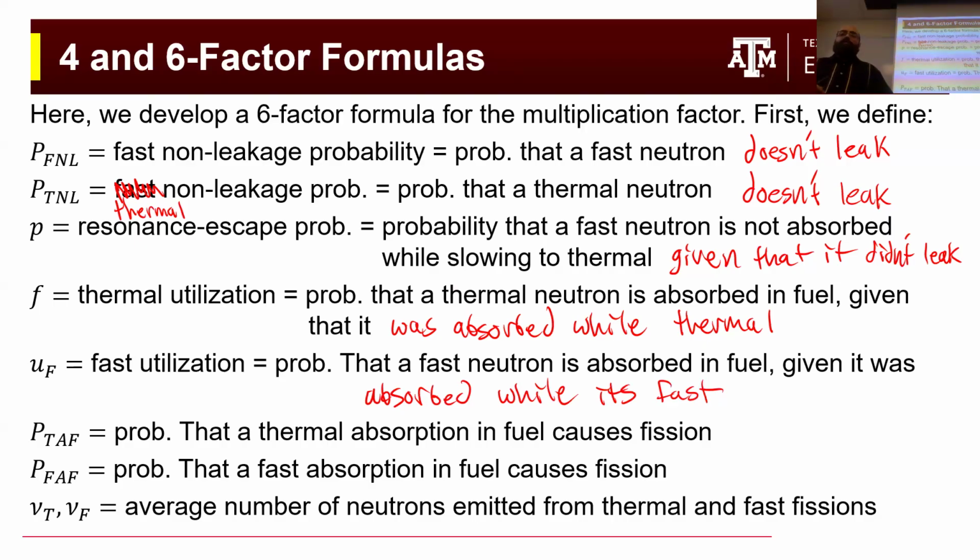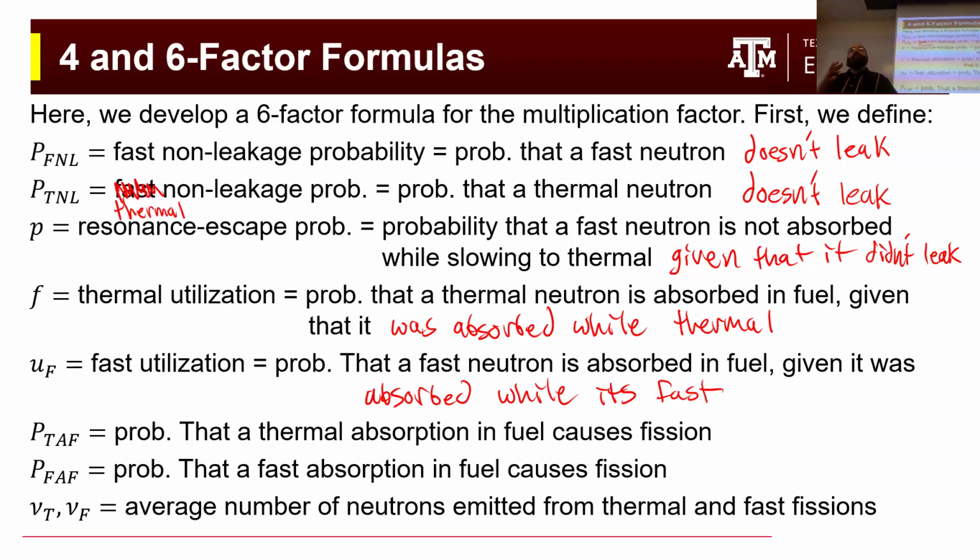And then we have two more probabilities. P sub TAF is the probability that a thermal absorption in the fuel causes fission. And then P sub FAF is the fast version of that. It's the probability that a fast neutron absorption causes fission. And then we have a nu T and a nu F, which are the number of neutrons born from thermal fission and the number of neutrons born from fast fission.